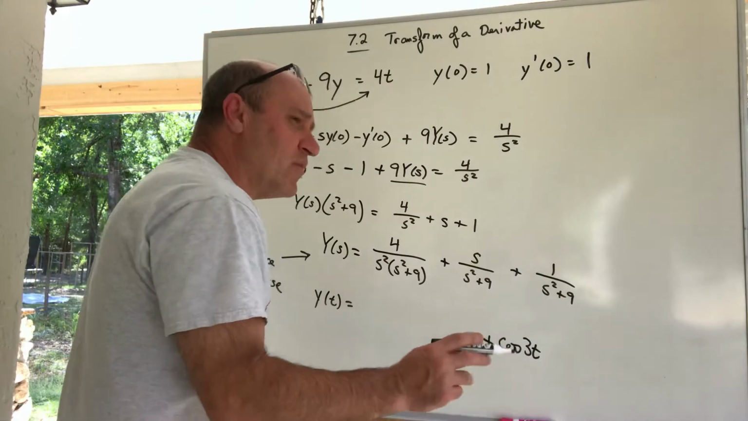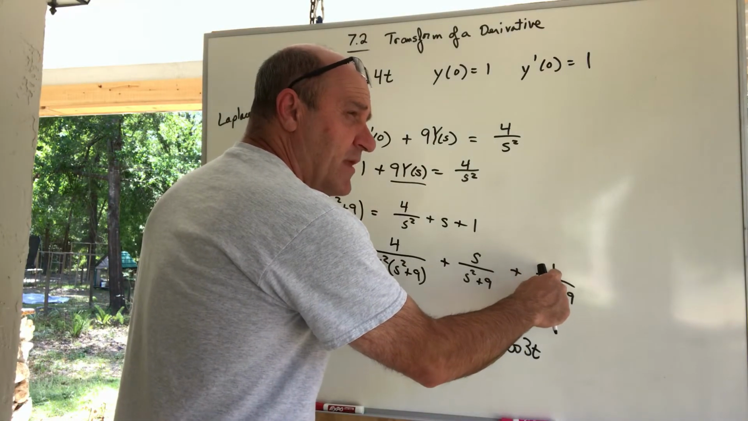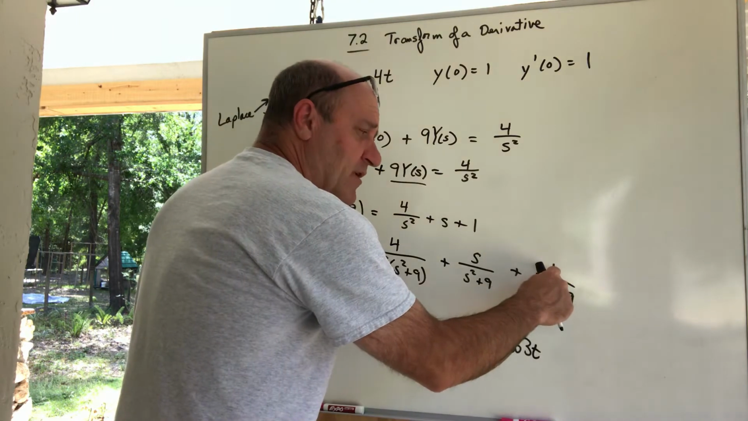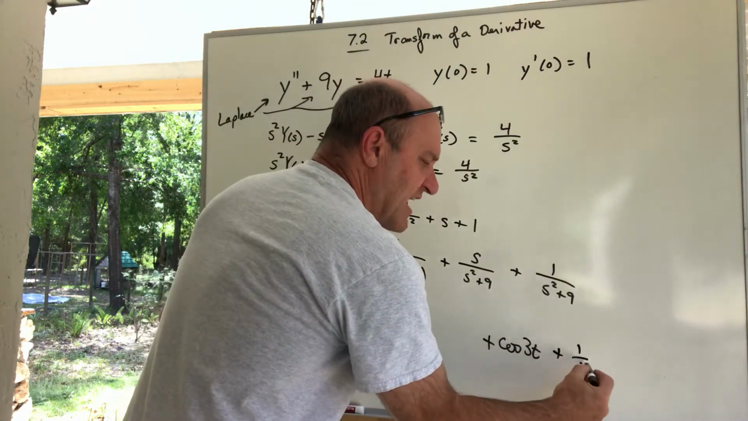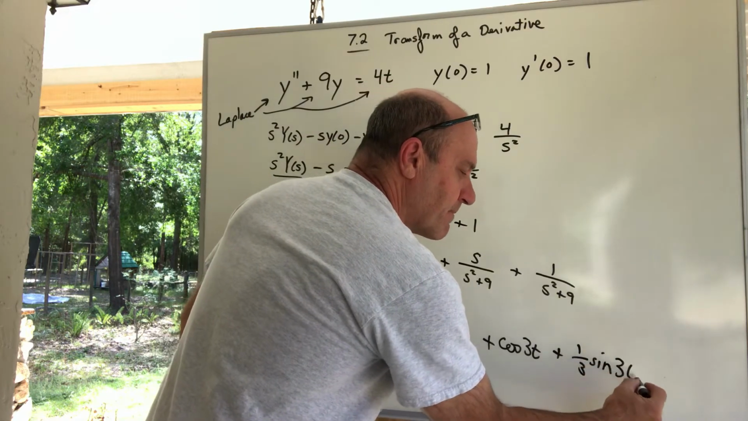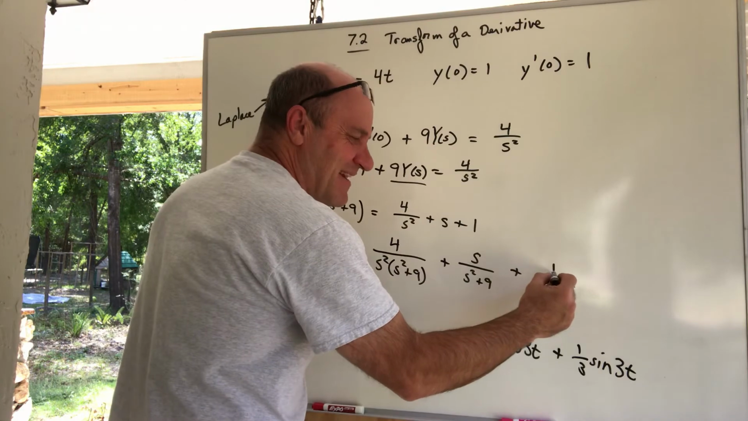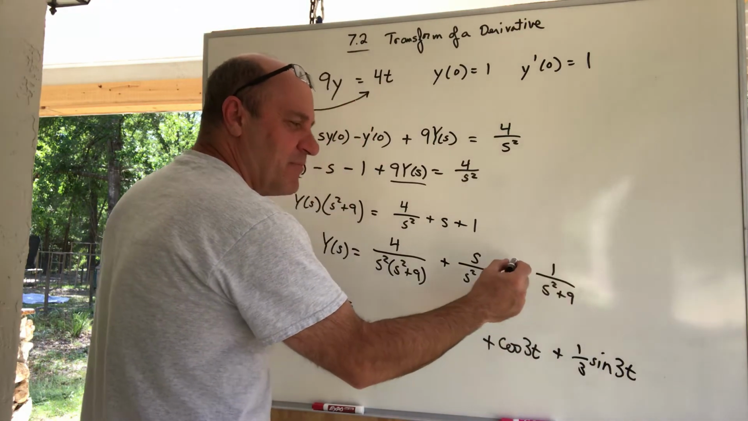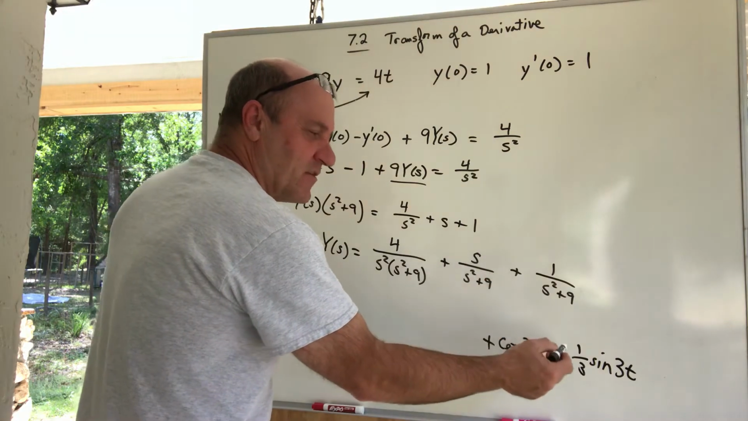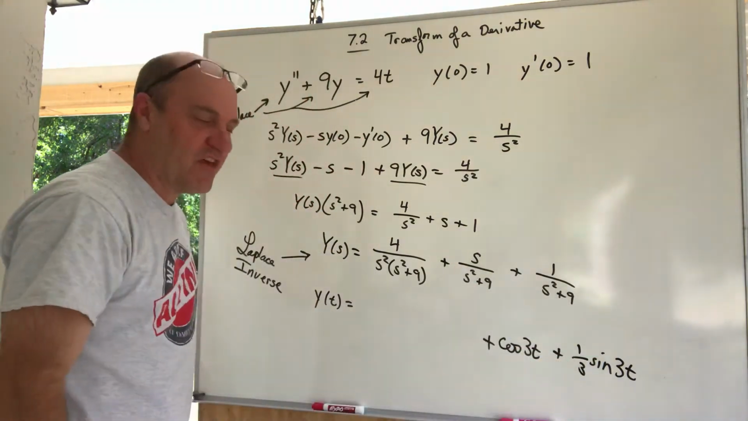But if I remember the way sine works, it wants a 3 on top. So I'm going to have to multiply by a 3 and put a 1/3 out front. Then it's the sine of 3t. Did you follow that? I had to put a 3 up there to make it the sine of 3t. But putting a 3 up there required me to put a 1/3 out front. So it's 1/3 sine of 3t. Yeah, those are done. I Laplace inverse to those.